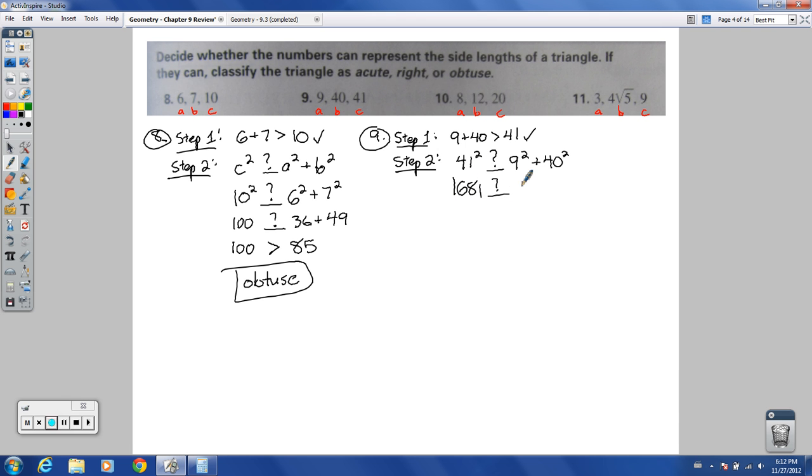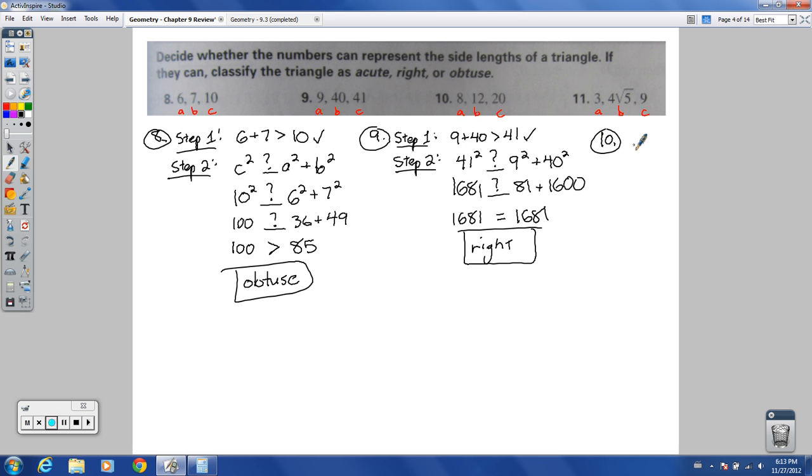9 squared, that's 81. And then 4 squared is 16, so 40 squared is 1600. And it looks like these two sides are equal. And if they're equal, that's when we say we have a right triangle. This is actually a Pythagorean triple here. 9, 40, and 41 works in the Pythagorean theorem.